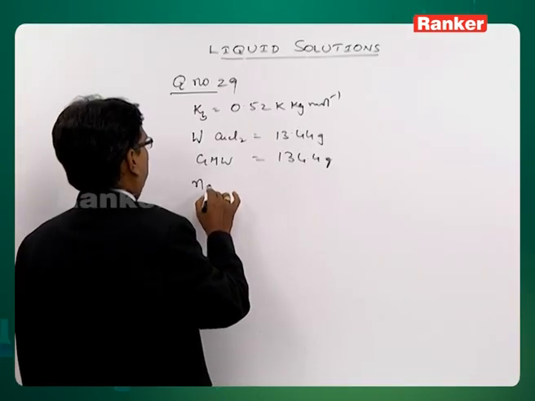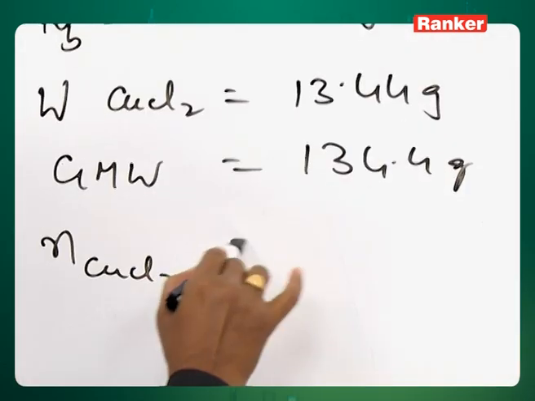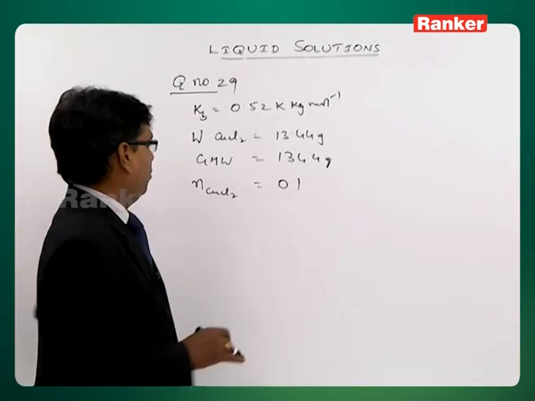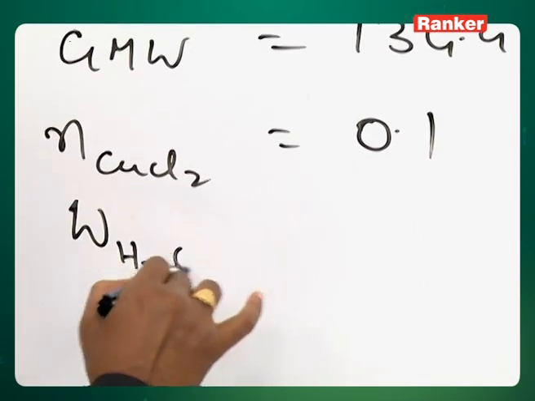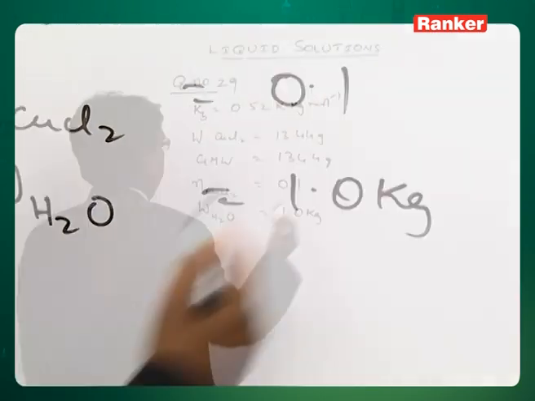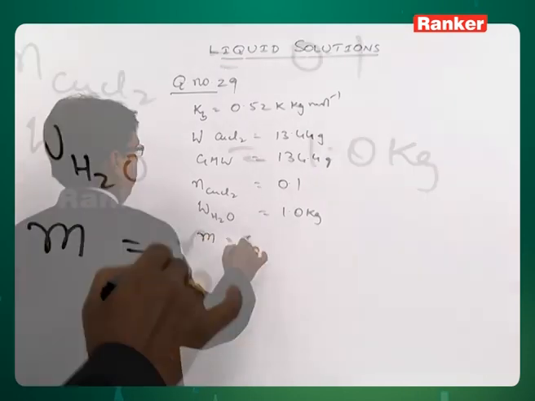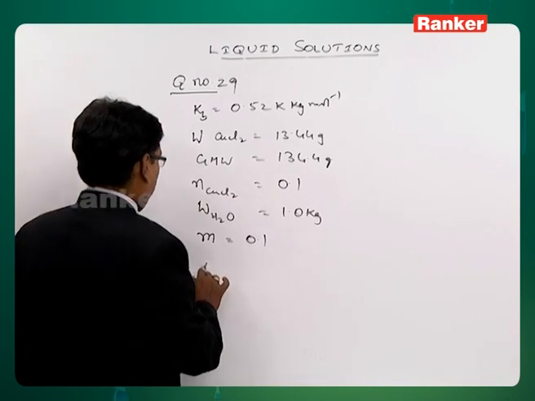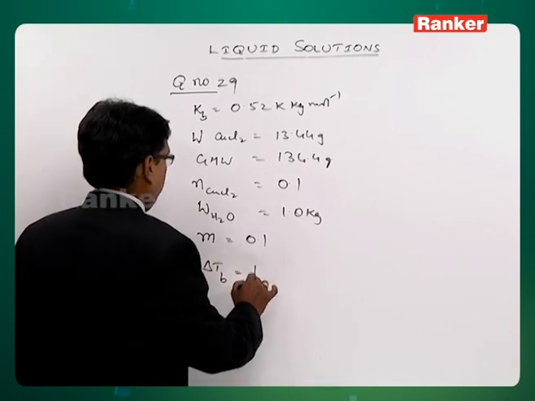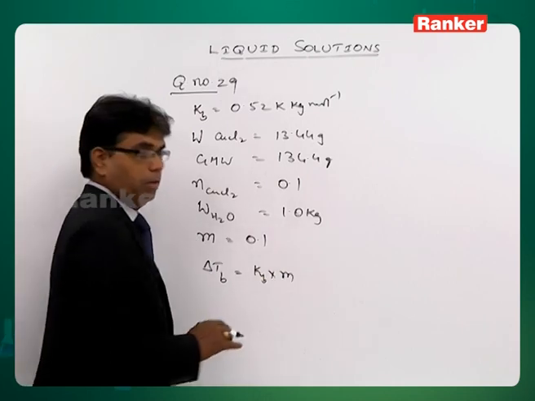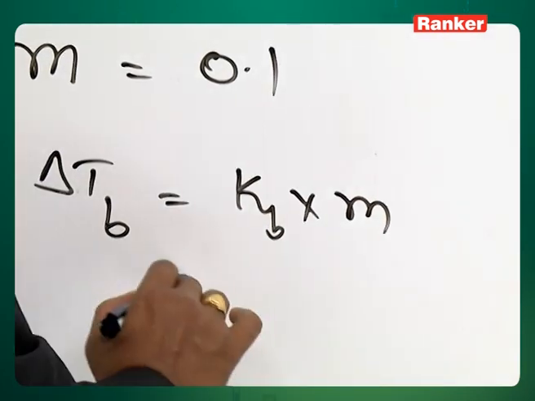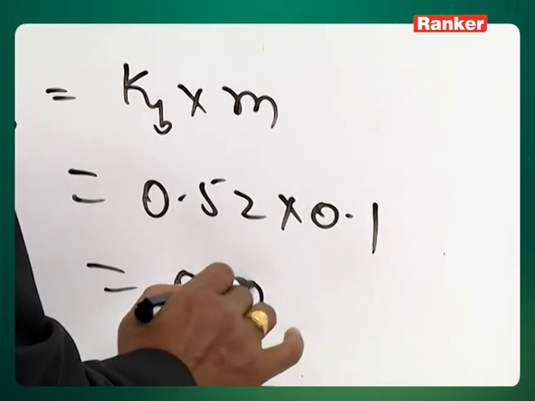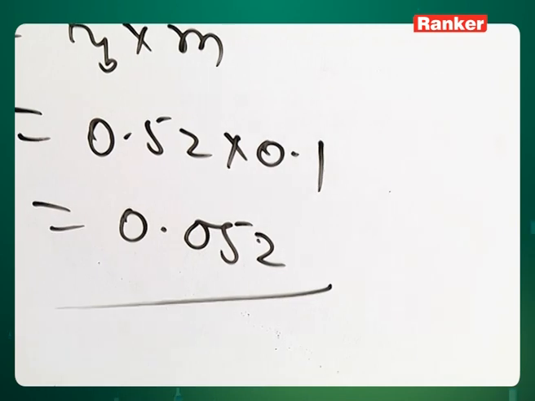So, the number of moles of CuCl2 is equal to 0.1, and the weight of solvent is 1 kg. So, molality is equal to 0.1 molal. Now, the question is, what is the elevation in boiling point? So, delta Tb is equal to Kb into molality. That is 0.52 into 0.1, which is equal to 0.052.